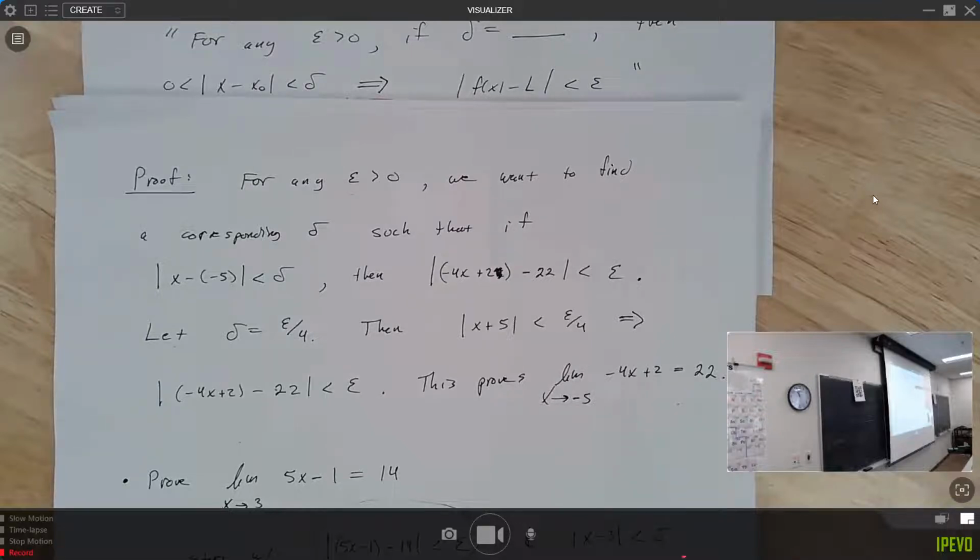Make sure you're not... definitely should get delta and epsilon divided by 5.